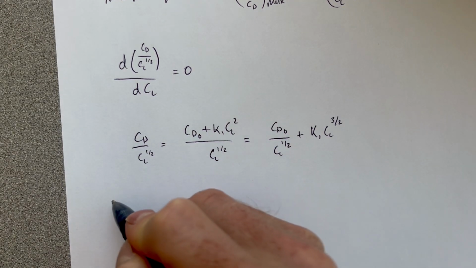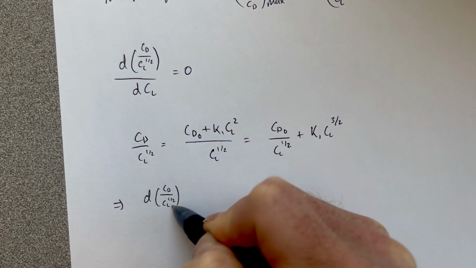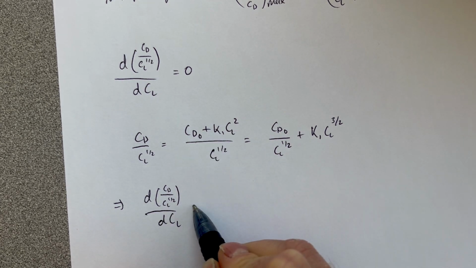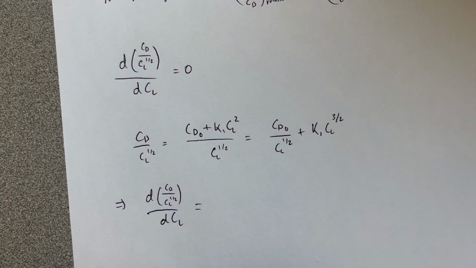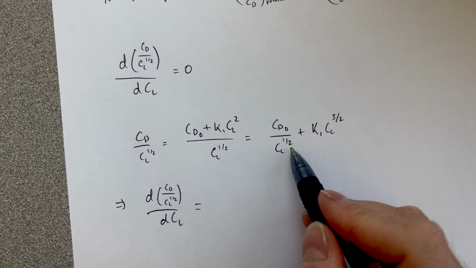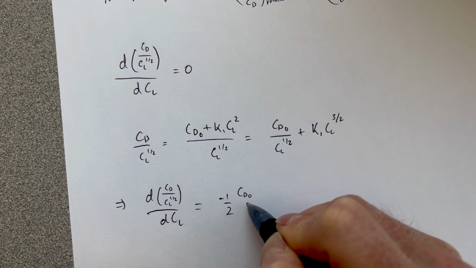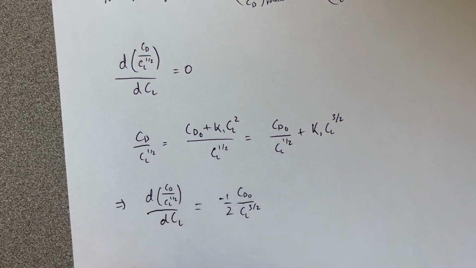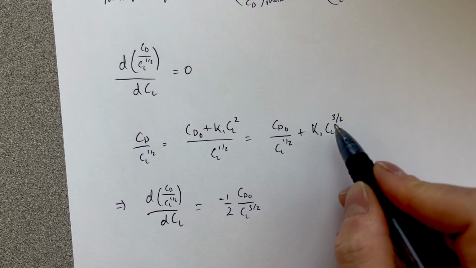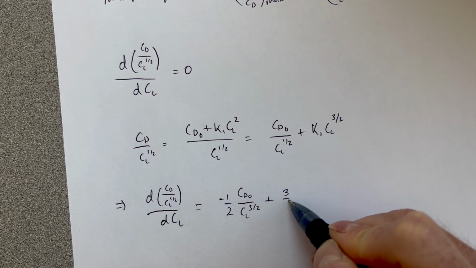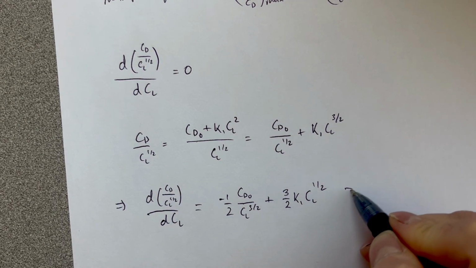Therefore d of CD over CL to the half by dCL will be the derivative of this plus the derivative of this. So the derivative of this with respect to CL is minus a half CD naught over CL to the 3 halves, right? Bring the power down, take 1 from the power. And then the derivative of this, easy, bring the power down, take 1 from the power. And I'm going to set that equal to 0.